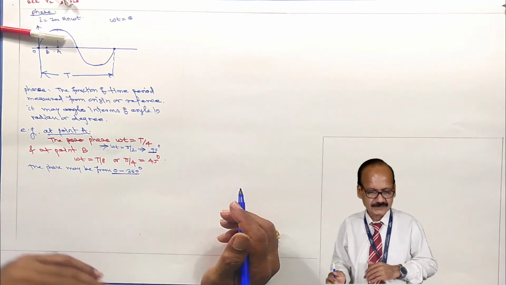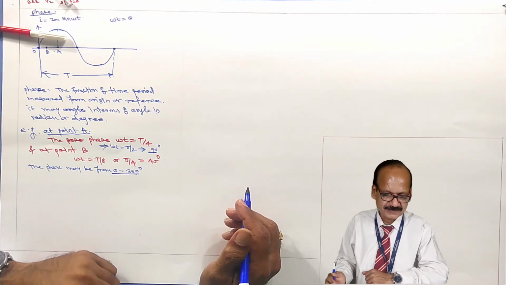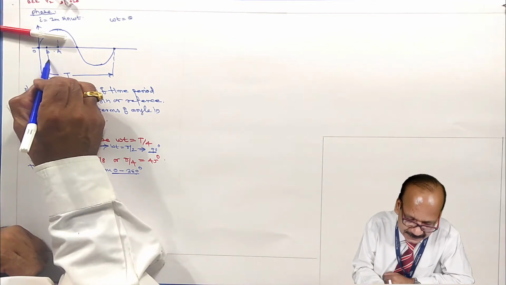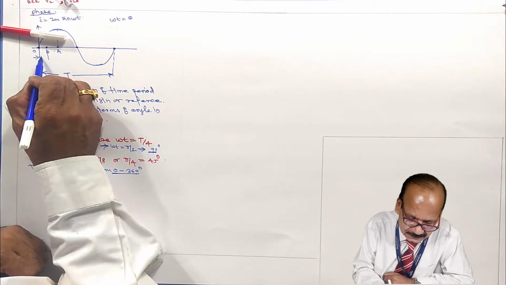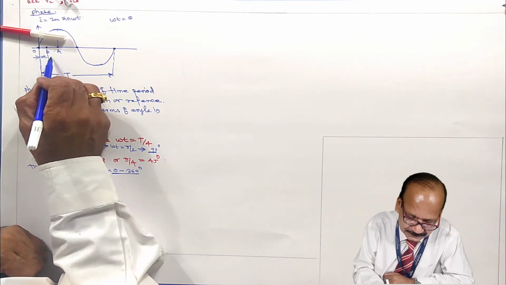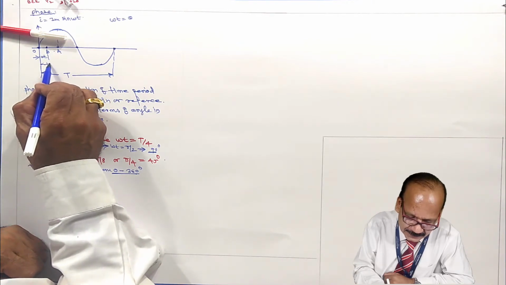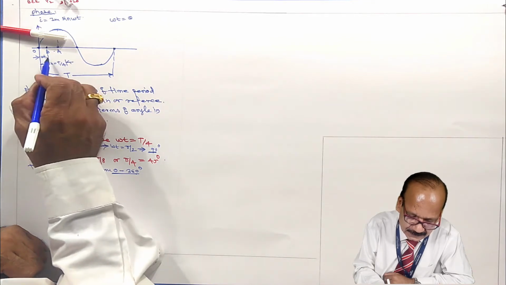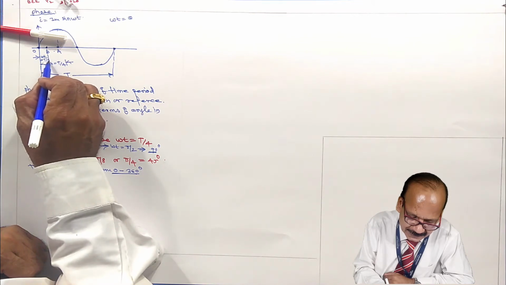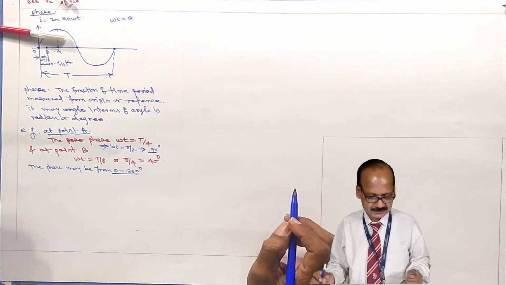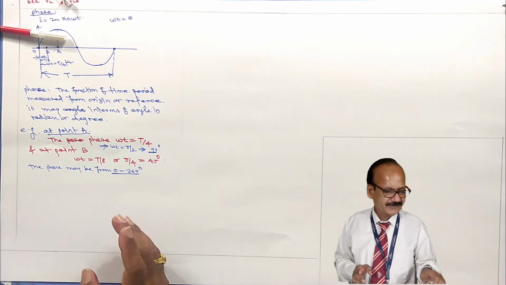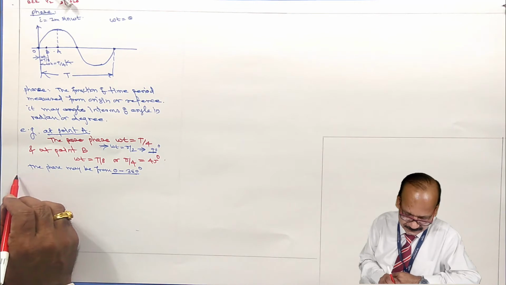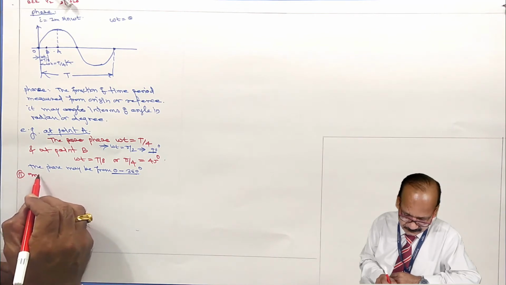This can be applied for the voltage waveform also. So at this point, omega t, and here omega t equal to T by 4. Here it is equal to T by 8. So this is about the phase. Now let us see the in phase. What is in phase?